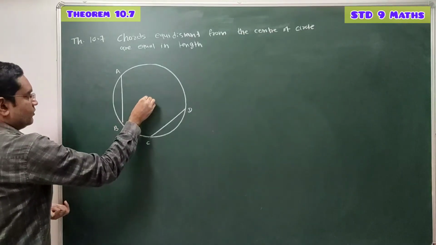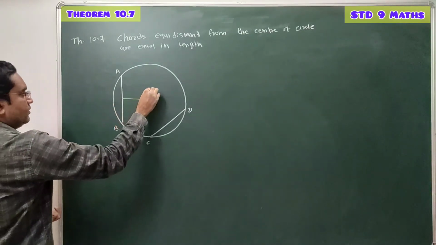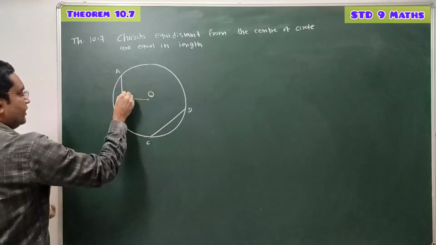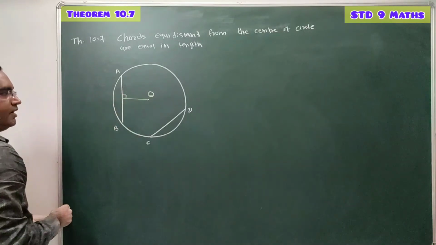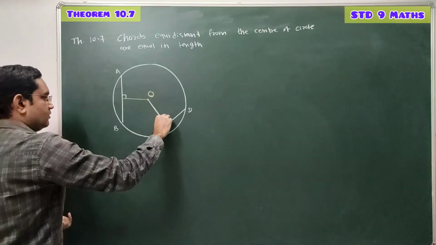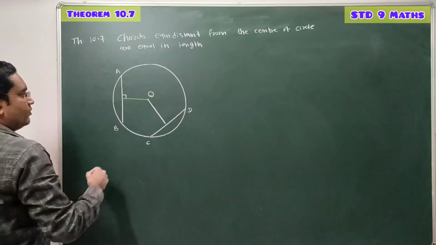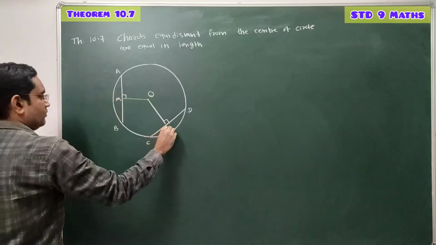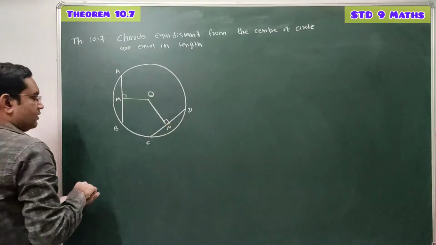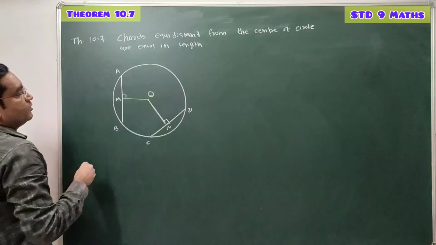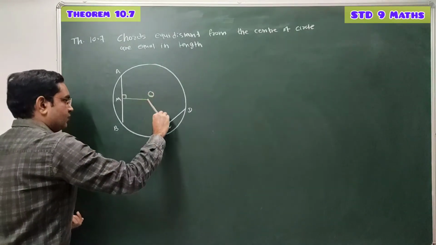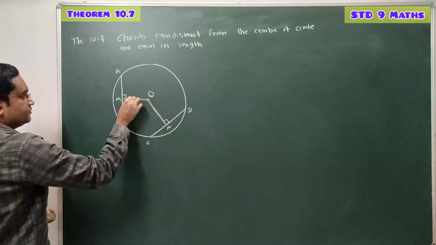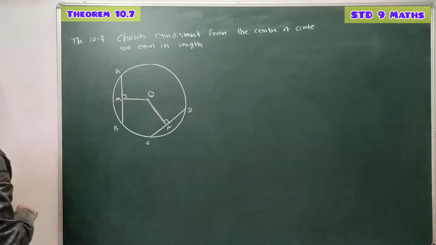For the distance of this chord from the center, we have to draw a perpendicular. This is a circle with center O. The distance of chord AB from center O is OM, and the distance of chord CD from center O is ON. The distances of these two chords from the center are equal, so these two lengths are equal, given. We have to prove the lengths of these two chords are equal.